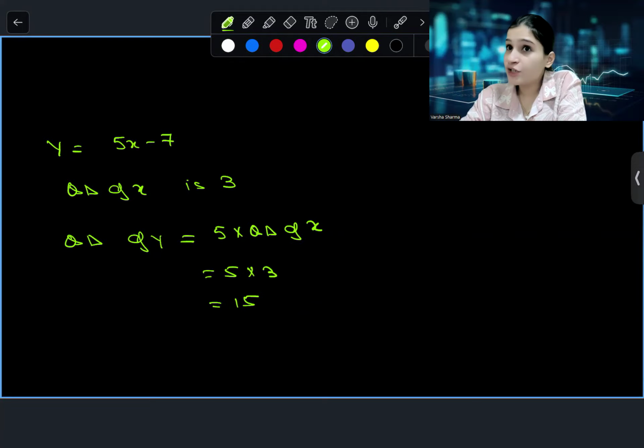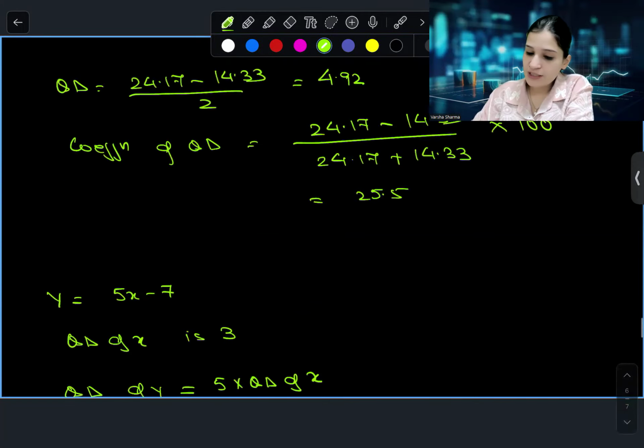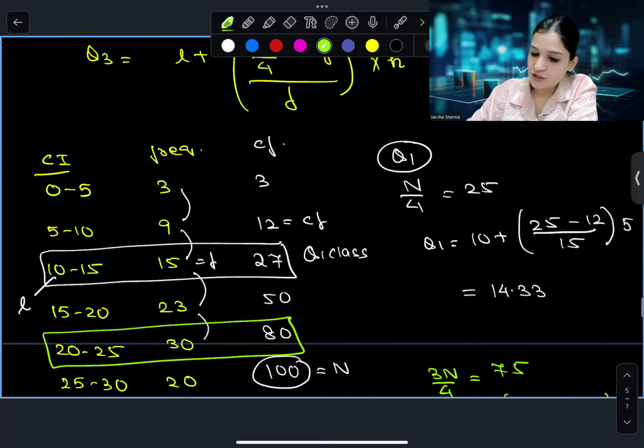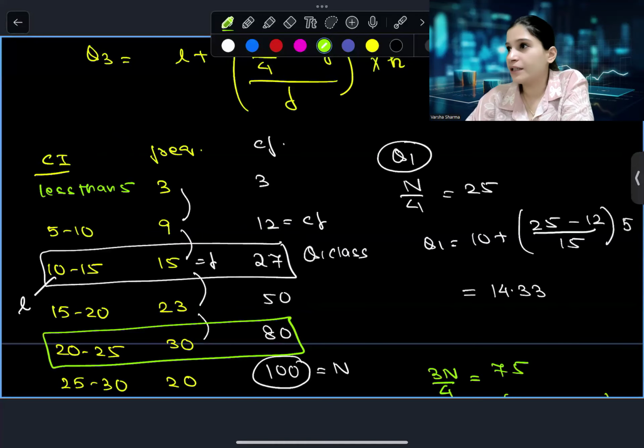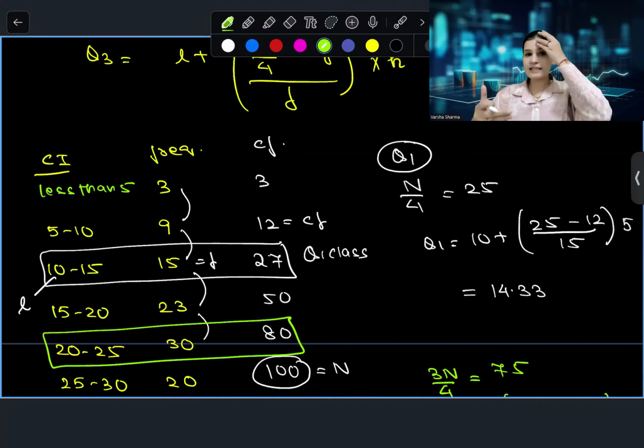Now, this is the only measure of dispersion which can be used for open end. Suppose in this particular case, rather than 0 to 5, if I would have written here less than 5, it would not have mattered. I would have still done the sum normally. And this can only happen in quartile deviation. So if you get such an open-end class distribution and it tells you find an appropriate measure of dispersion, that means they've asked you to find out quartile deviation. Clear?